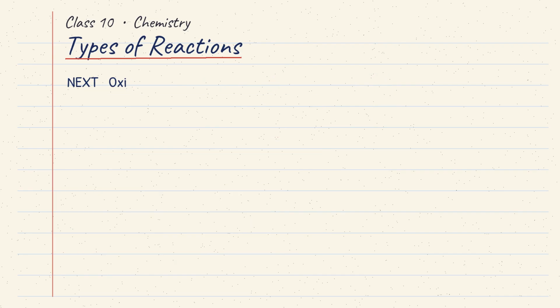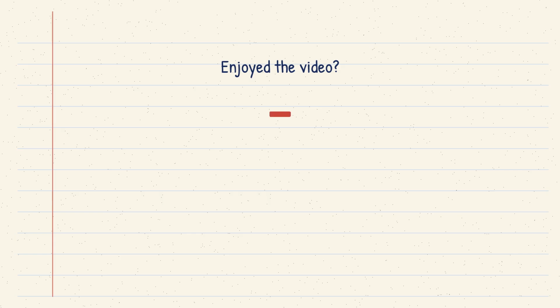Next time, we finish this chapter with oxidation, reduction, and why iron rusts and food goes stale. That is all for today.